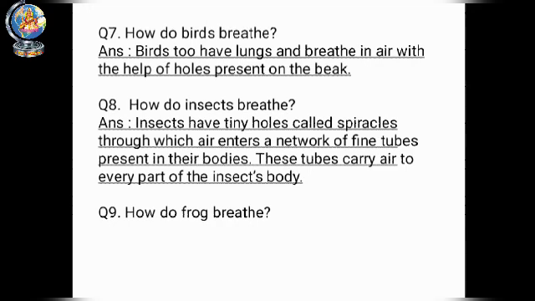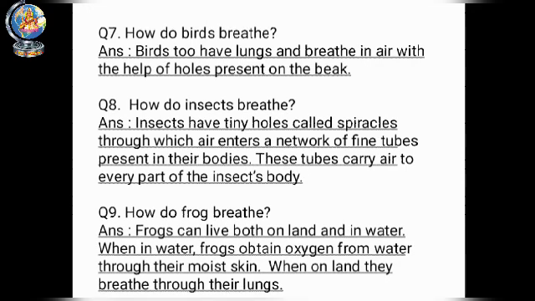Number 9, how do frogs breathe? Frogs can live both on land and in water. When in water, frogs obtain oxygen from water through their moist skin. When on land, they breathe through their lungs.